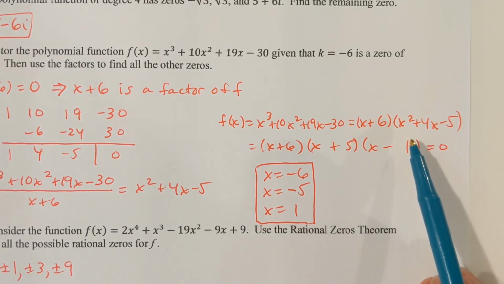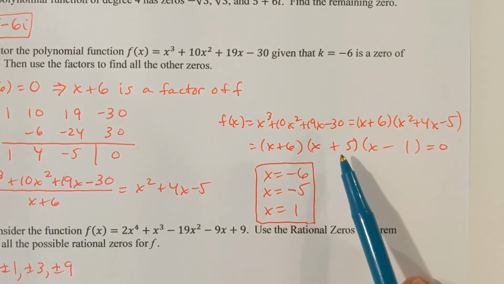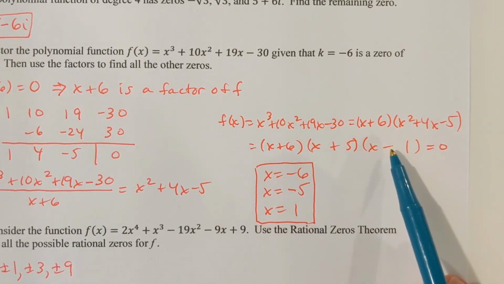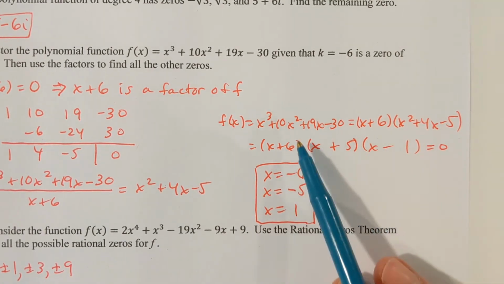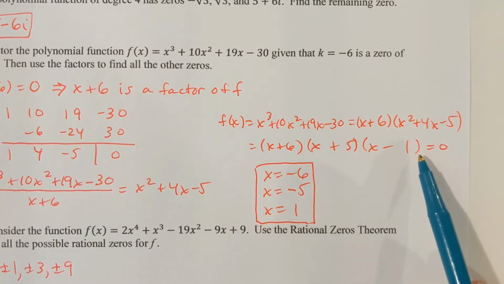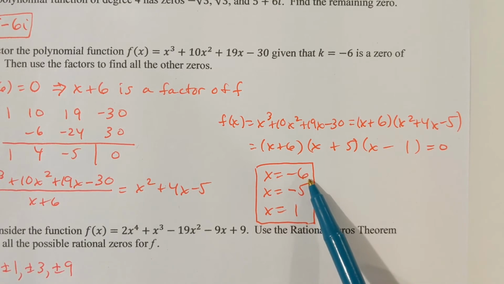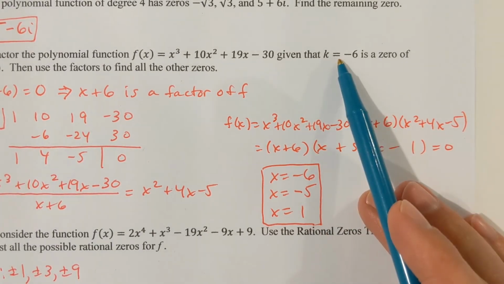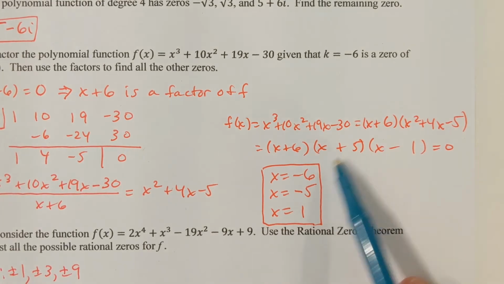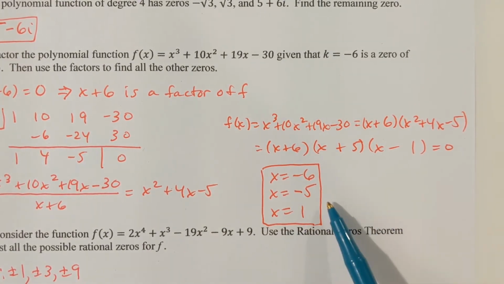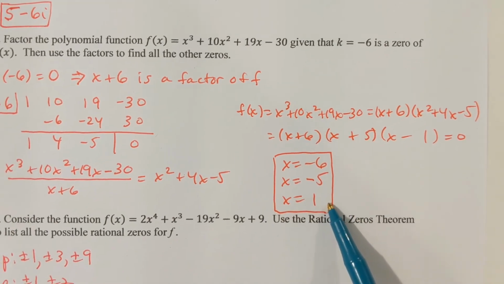x squared plus 4x minus 5 is going to factor further as x plus 5 times x minus 1. So now that I have this in a complete factored form, I can set the factors equal to 0. x plus 6 equals 0 means that x is negative 6. That's a number that they told me is one of the answers. x plus 5 equals 0 means that x is negative 5, and x minus 1 equals 0 means that x is 1.